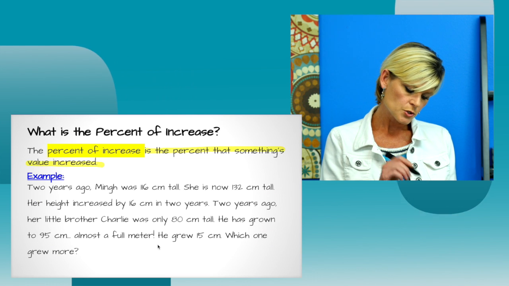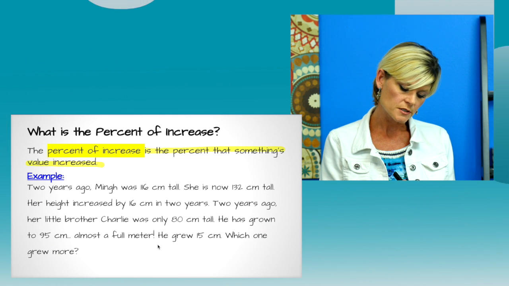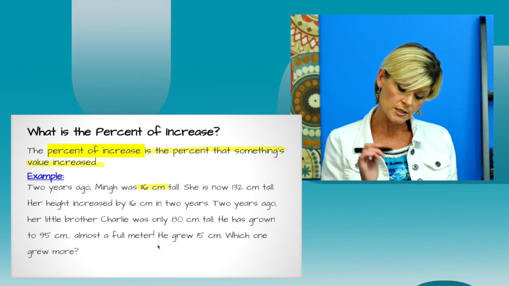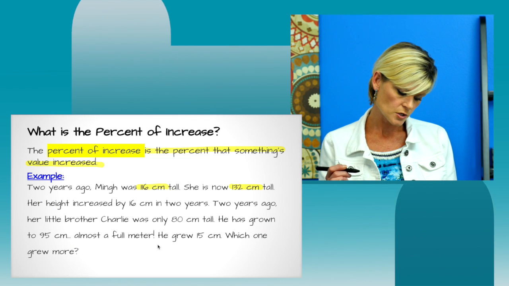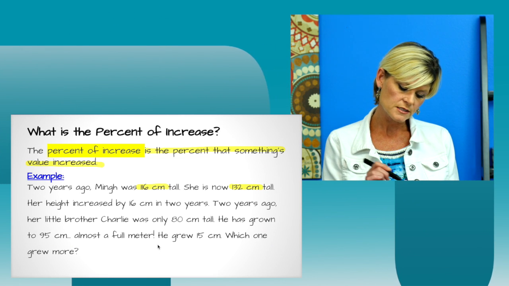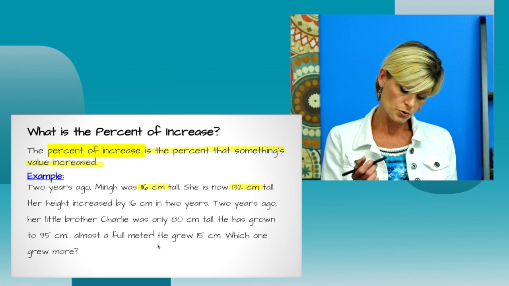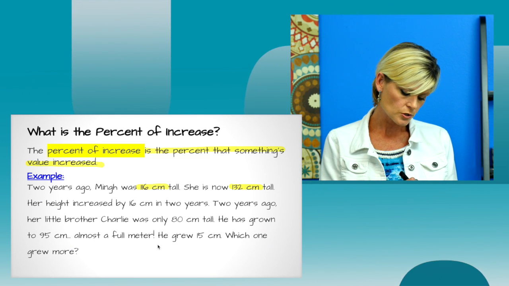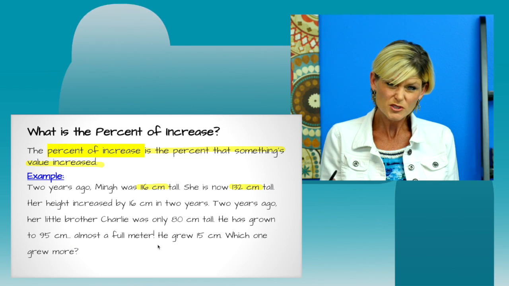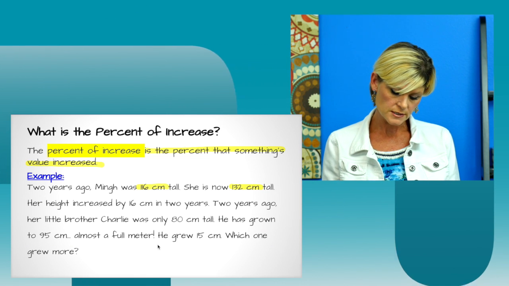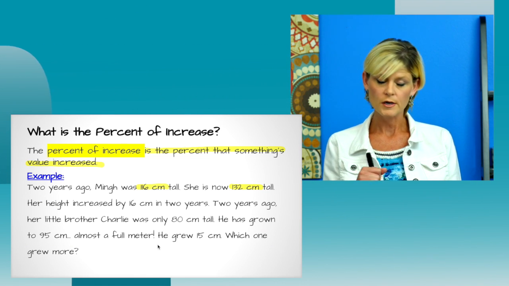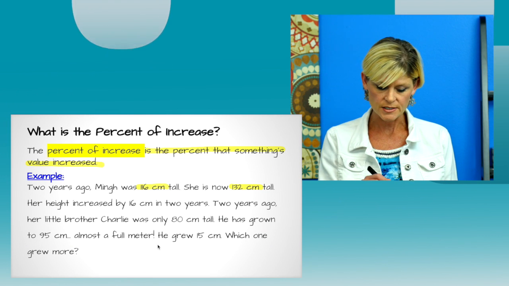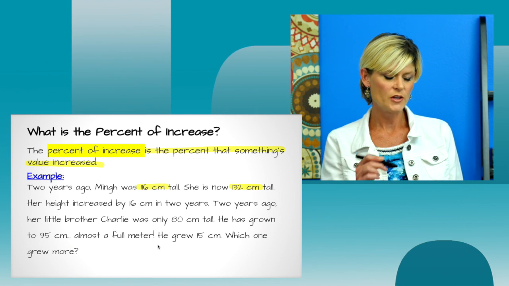Here's our example. 2 years ago, Ming was 116 centimeters tall. She is now 132 centimeters tall. Her height increased by 16 centimeters in 2 years. 2 years ago, her little brother Charlie was only 80 centimeters tall. He has grown to 95 centimeters, almost a full meter. He grew 15 centimeters. Which one grew more? Well, the answer might appear to be evident to you really clearly, but hold on one second, let's see.